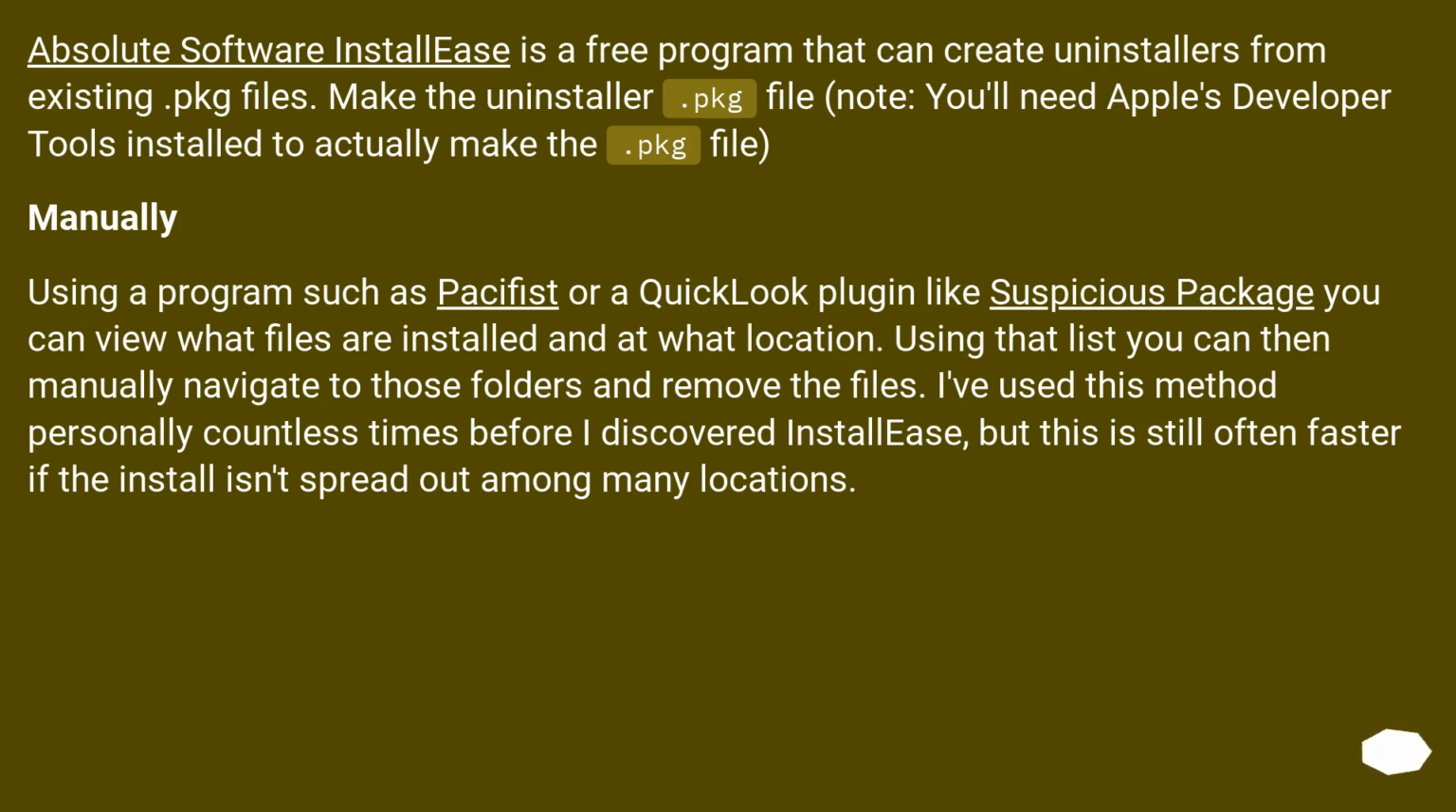Using a program such as Pacifist or a quick-look plugin like Suspicious Package, you can view what files are installed and at what location. Using that list, you can then manually navigate to those folders and remove the files. I've used this method personally countless times before I discovered installees, but this is still often faster if the install isn't spread out among many locations.